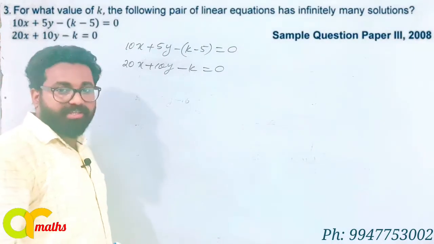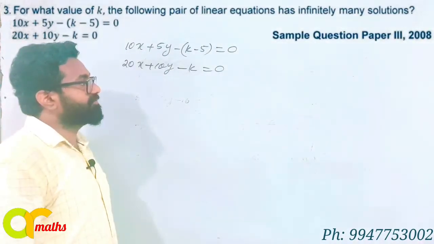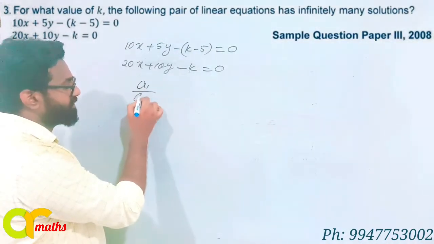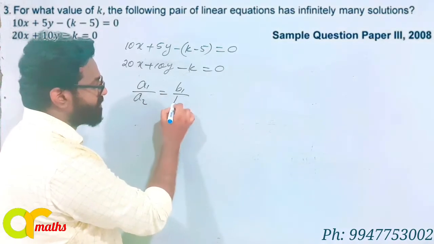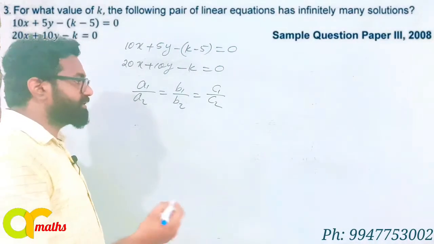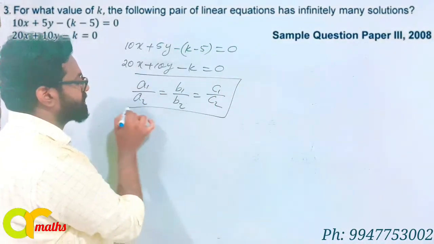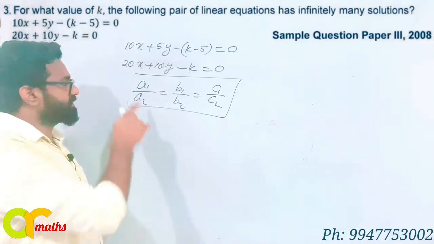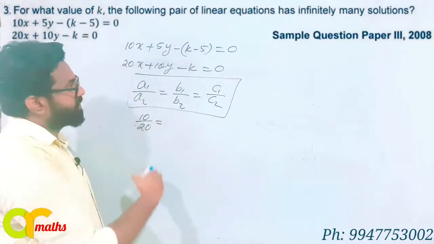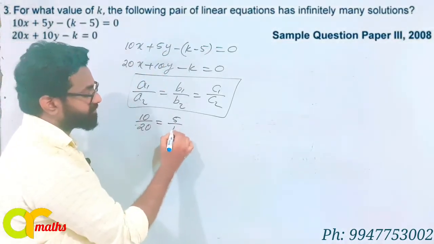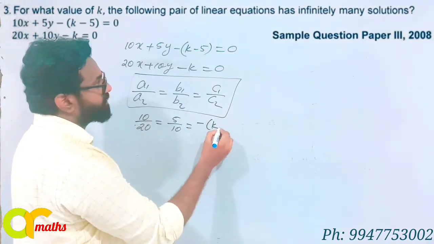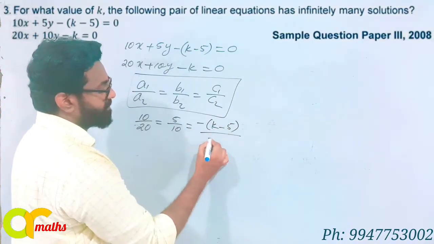Here we have to find the value of k, given infinite solutions. Infinite solutions means a1 divided by a2 equals b1 divided by b2 equals c1 divided by c2. That is the ratio condition. Now substitute. What is a1 here? 10 by 20 equals 5 by 10 equals minus (k - 5) divided by minus k.